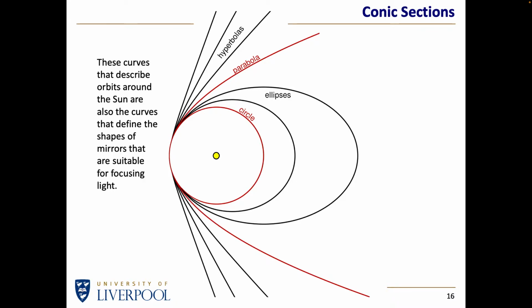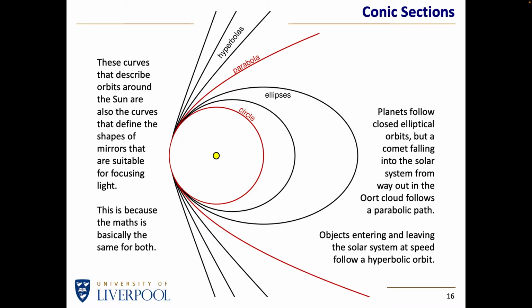And these various shapes that define the curves of orbits around the sun are also the same shapes that define mirrors that are suitable for focusing light. And the reason for that is because the maths is basically the same, and so you get the same set of solutions.